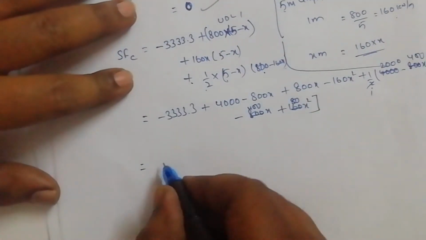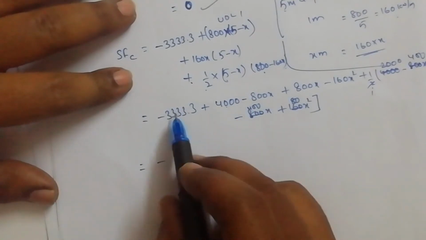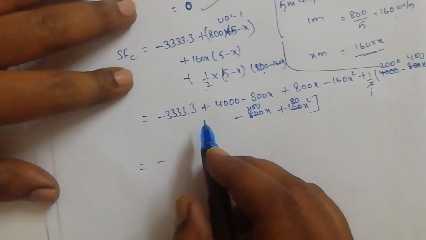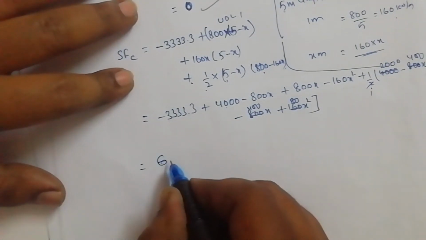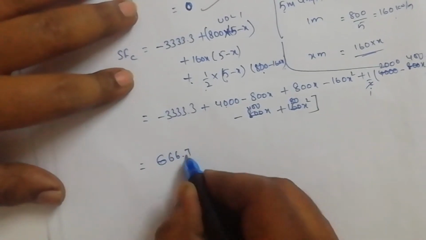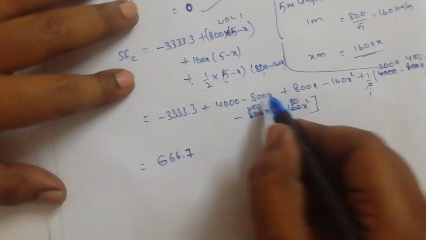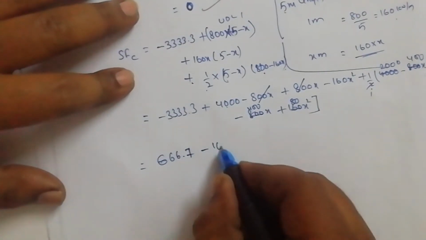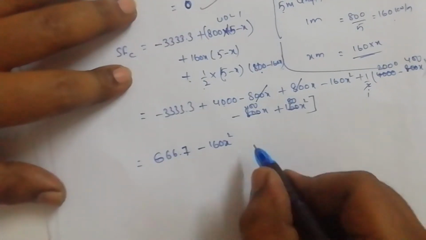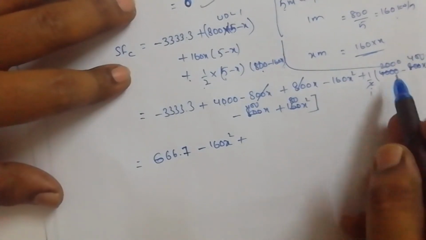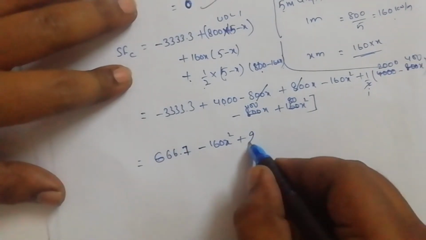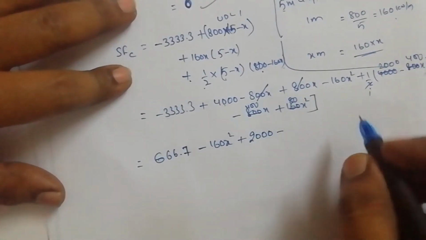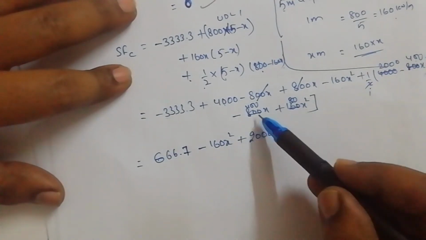So now let us rewrite the answer. So 4000 plus minus 3333 is nothing but 666.7, okay. Next, this is minus 800, this is plus 800, so I will cancel. Minus 160x square plus, I have already cancelled this, this is 2000, I will write as it is, minus 400x here, again 400x here.